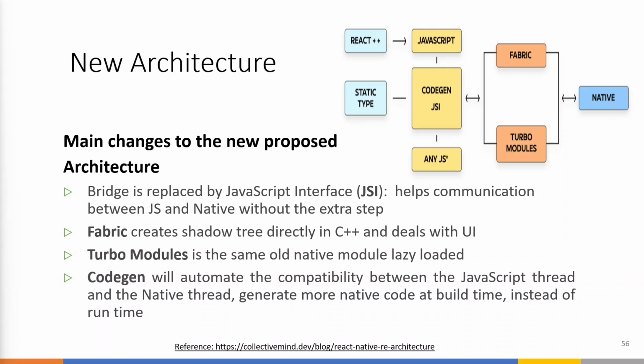Then there is a Turbo module, which is a native module but implemented and behaving a little bit differently this time. They are lazy loaders, which means that the JavaScript code is going to load each module only when it is needed and hold a direct reference to it. Then we have Codegen, which will automatically make the JavaScript thread and the native thread compatible and ensure they are always synchronized. And it is going to generate more native code at build time this time rather than at runtime.